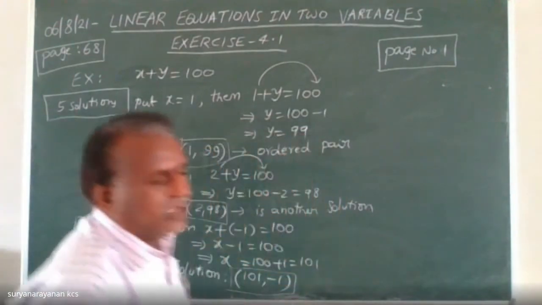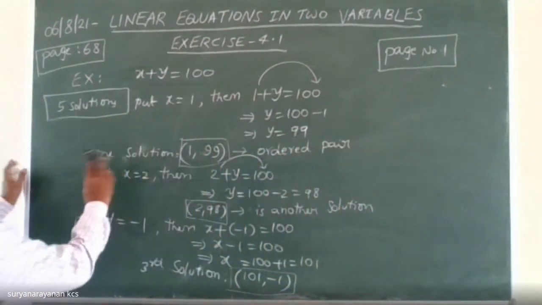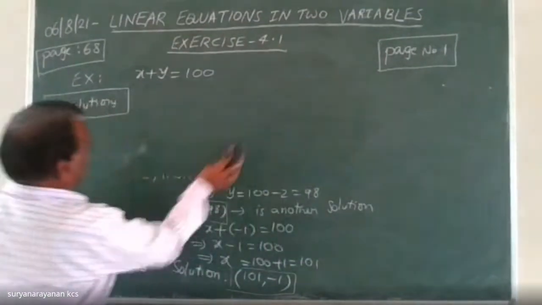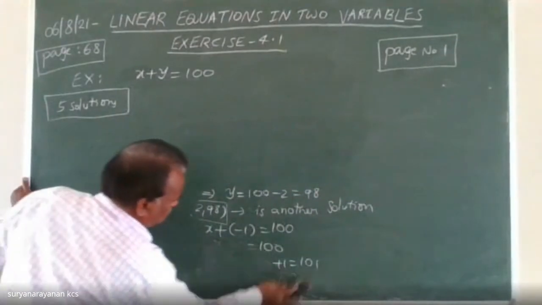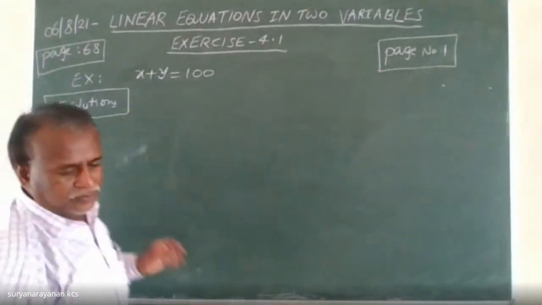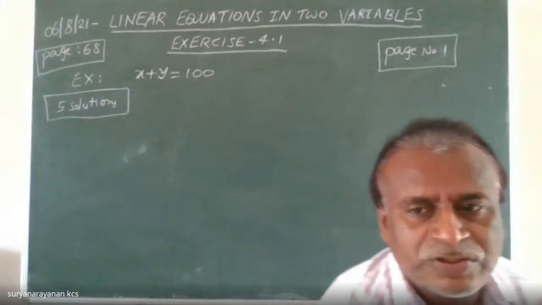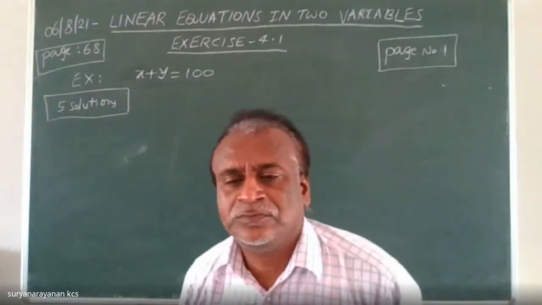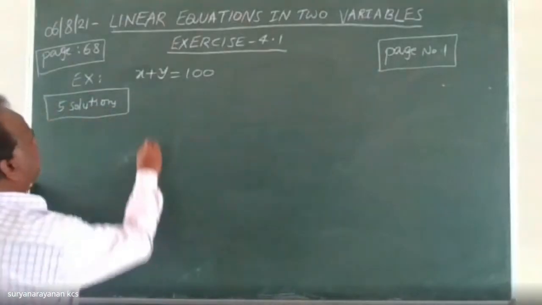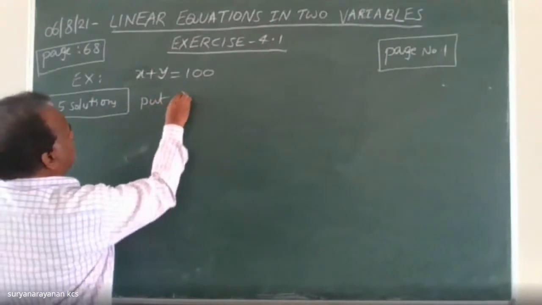Shall we find the remaining 2 solutions? Or tell me your choice. Now tell me your choice. Which value are you taking, for x or y? 0. So very good. x is equal to 0. Put x is equal to 0.